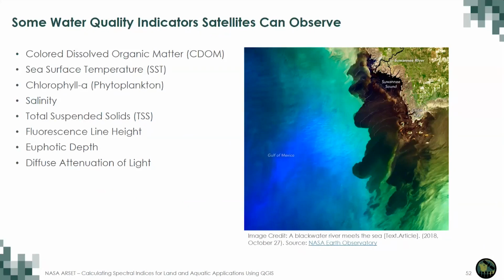In addition to suspended sediments and colored dissolved organic material, what are some of the other water quality indicators satellites can observe or be used to derive? Some of those include sea surface temperature, chlorophyll-a, salinity, the diffuse attenuation of light, and euphotic depth, or the depth where light attenuates to about 1% of the amount found at the surface.